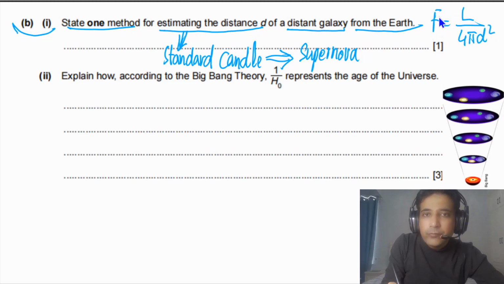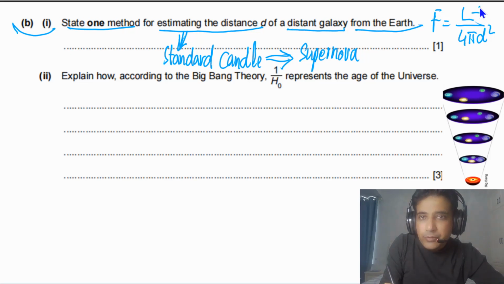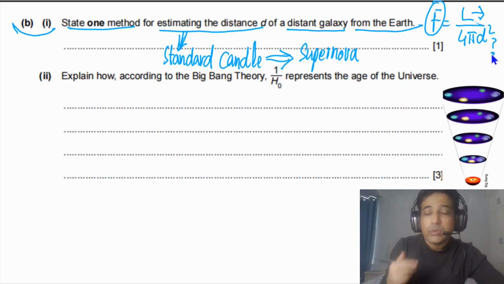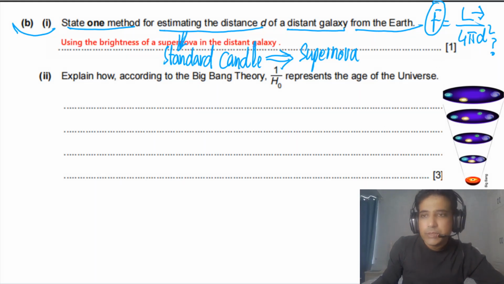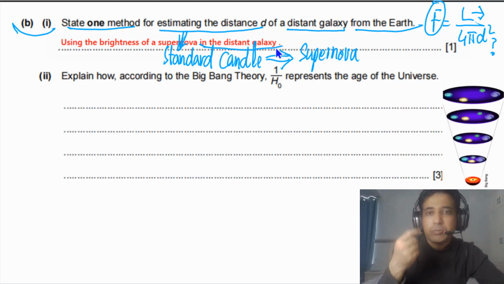Then radiant flux intensity, we can easily determine by observing the light on the surface of our planet. So if we have the value of this one, and this one, then we can find out the value of t. So simply we can use a standard candle. And so how can we write down our answer? For the answer, simply you can say: using the brightness of a supernova in a distant galaxy, we can determine the distance.